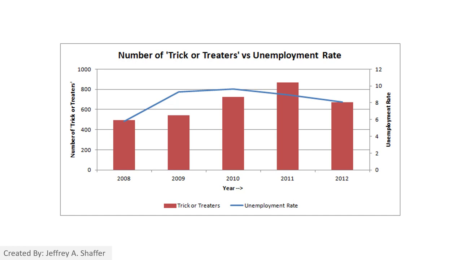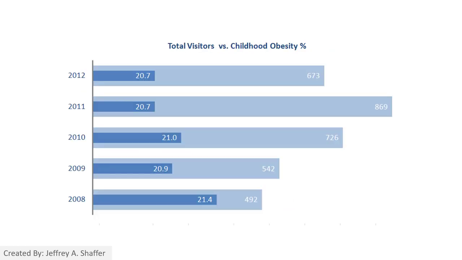This is an example where people are looking at the unemployment rate. And this is an example looking at children's obesity. However, this one is a little bit tricky because the bars for the trick or treat are plotted correctly, but the obesity rate is not. You can see the tiny difference in numbers, but they have a very huge difference in terms of length.